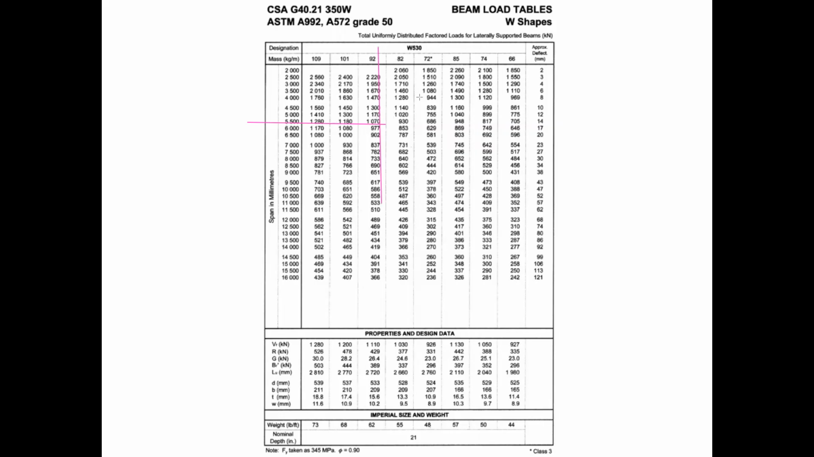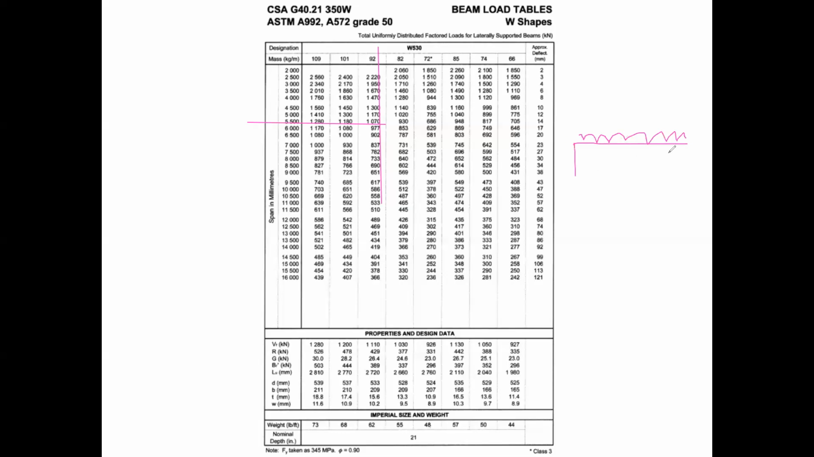So right now here I have the total uniform distributed factored loads, okay, in kilonewtons. So in other words, this tells you that these values were based on your beam having a total uniformly distributed load going right across it, even if they're concentrated, doesn't matter.